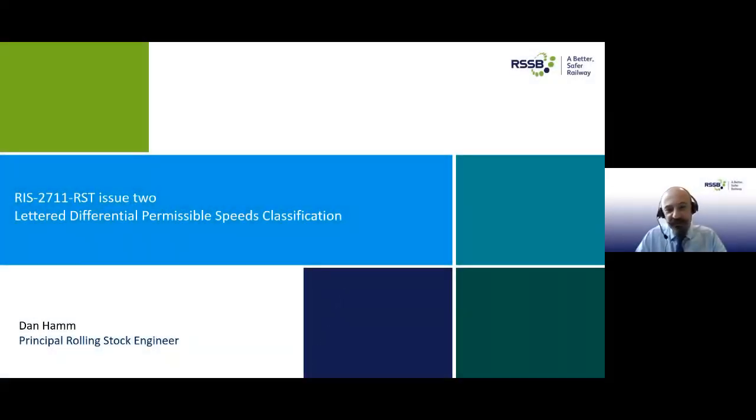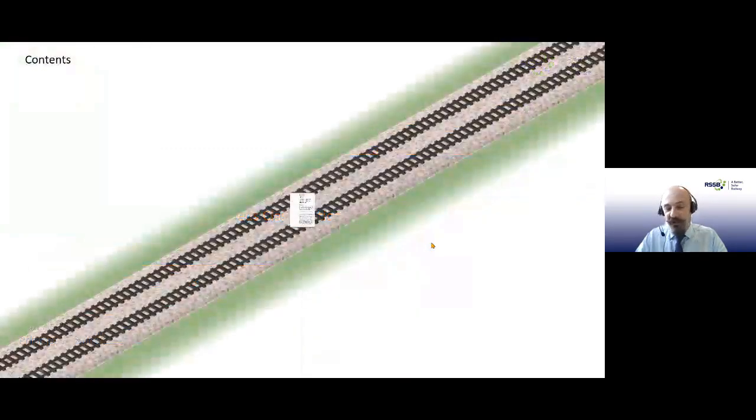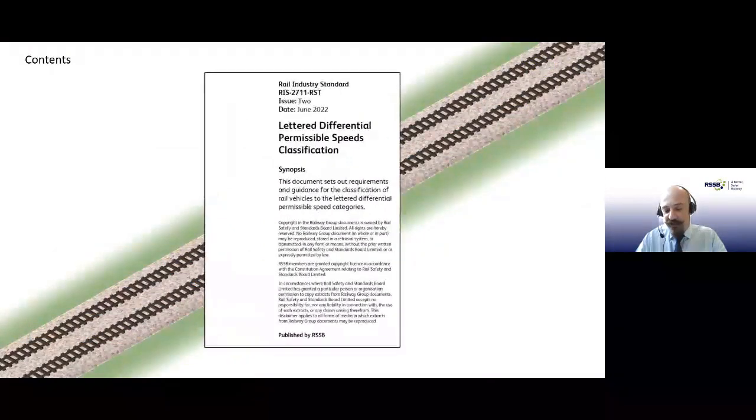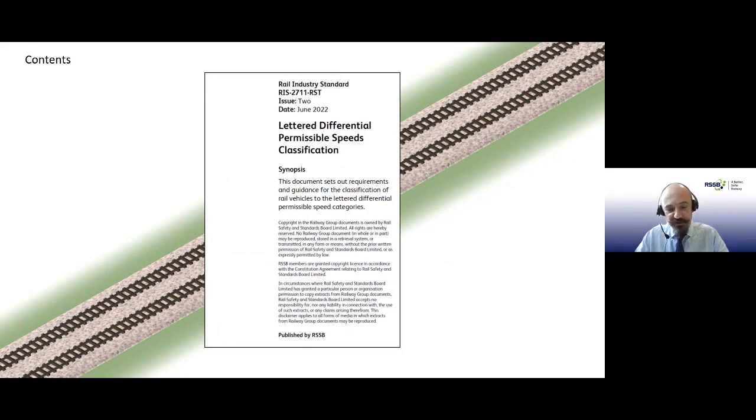I'm here to talk to you today about the new second issue of RIS 2711 RST, Letter Differential Permissible Speeds classification. And to start off with, I'm going to talk about what is meant by lettered differential permissible speeds, or LDPSs as I'll refer to them in this presentation.